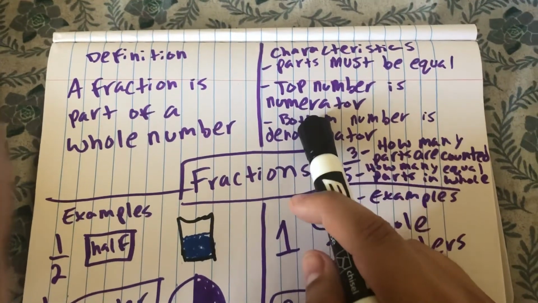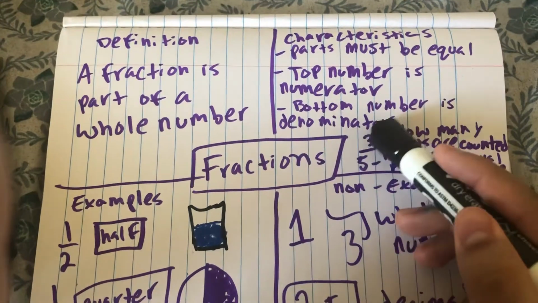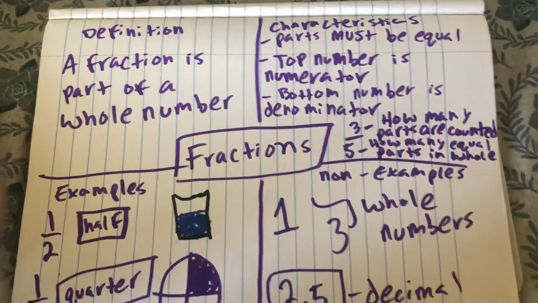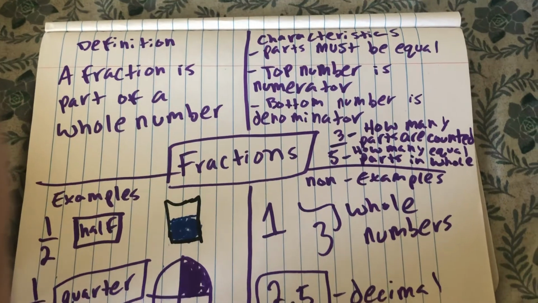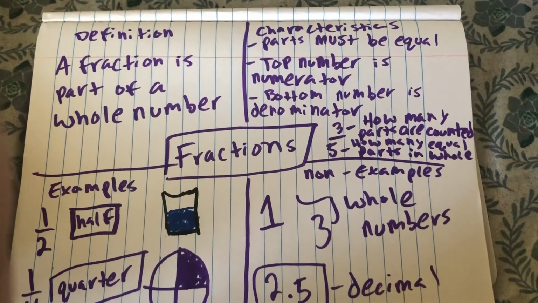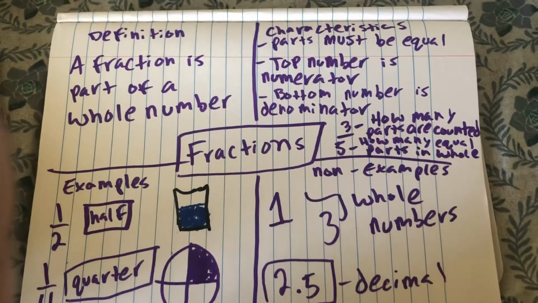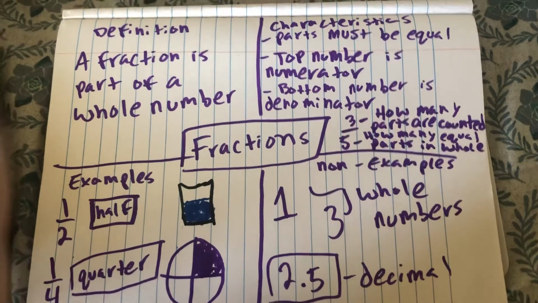So the top number is the numerator, and the bottom number is the denominator, okay? So numerator, denominator, numerator, denominator, okay? And each part is different. So the numerator, which is the top number, tells us how many parts are counted. So going back to our pizza, right? Now one is one slice, right?